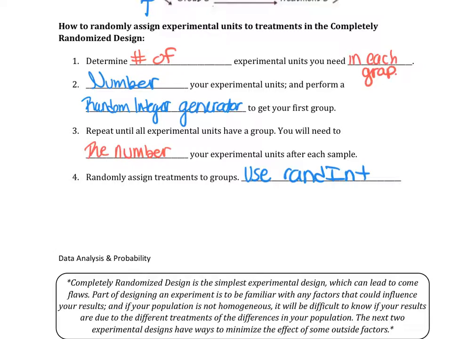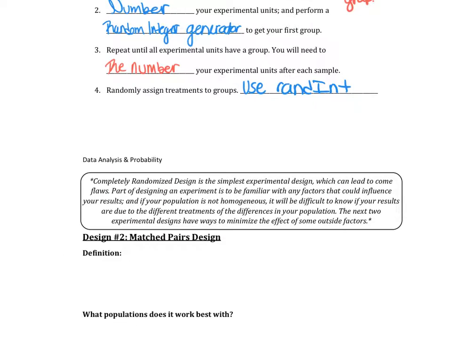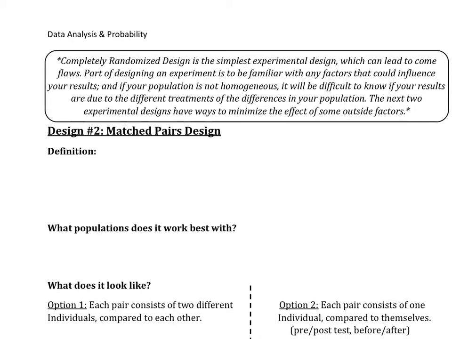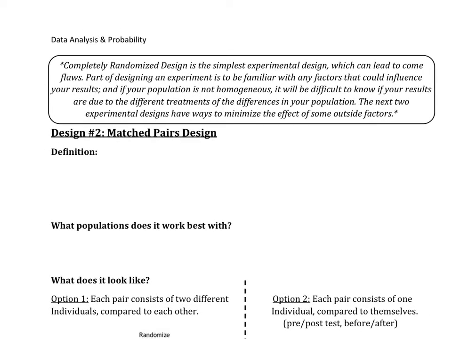Oh wait, no, just kidding. I have a different packet. So it does kind of say, I think that this got pushed off to the top of your page here. Okay. So at the very top, this little box just does go with completely randomized. It is the simplest experimental design, which can lead to some flaws because you're not always going to have populations that are very similar. So we are going to be learning two different experimental designs that are better when you have kind of more complicated populations.